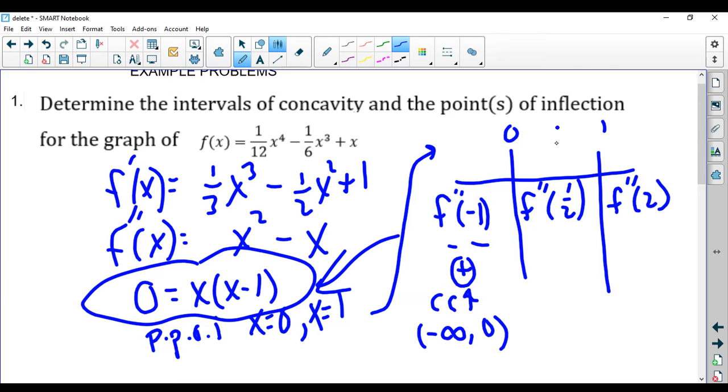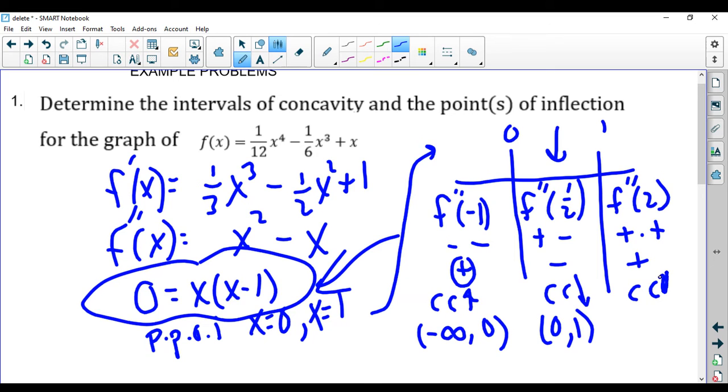The second interval, if you plug in 1/2 to the second derivative, you'll get a positive times a negative, which is negative, which means concave down on this interval, which is 0 to 1. And the last interval, we're going to plug in 2 to the second derivative, which gives us a positive times a positive, which is positive, which means we're concave up on that interval, which is 1 to infinity.